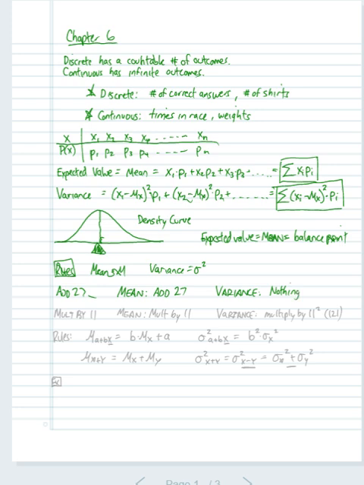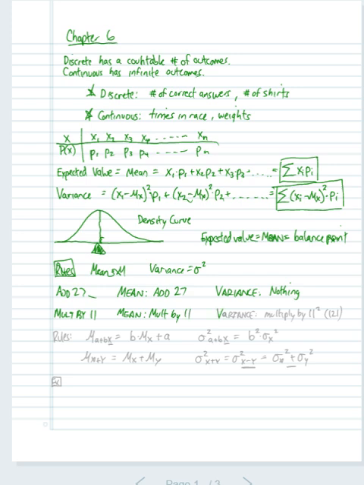Okay, now it says instead of adding 27 to each of the numbers in the list, what if you multiplied each number by 11? Okay, we multiply each number by 11. First, we want to know what would happen to the mean. Well, if we take every number and multiply by 11, that's what happens to the mean. It gets multiplied by 11.